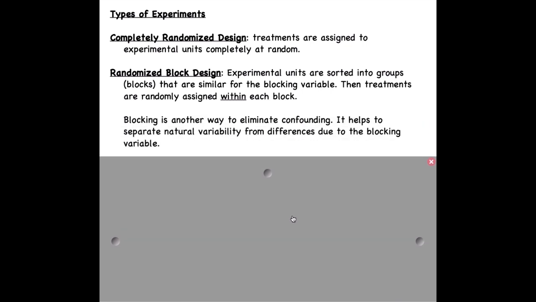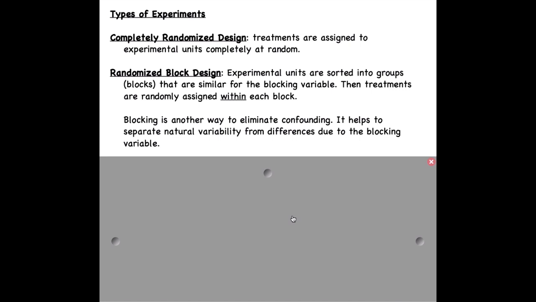Blocking is really just another way to eliminate confounding. It helps you to separate out any natural variability that is due to the actual variable you're blocking on. So because we know there are differences between males and females, sometimes separating those helps eliminate that as a potential issue with the data we're collecting.